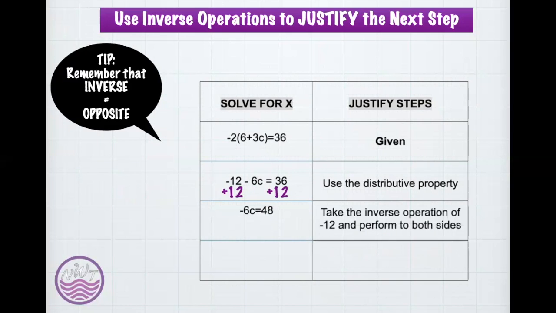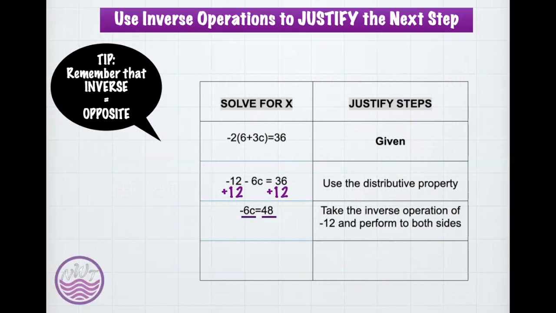And then that's going to give me -6c coming down. Do not forget to bring that negative with it, equals 48. And what I did there, I'm justifying my steps. Take the inverse operation of -12, which was that positive 12 in purple, and perform to both sides. I just justified my step. Now we have -6c equals 48.